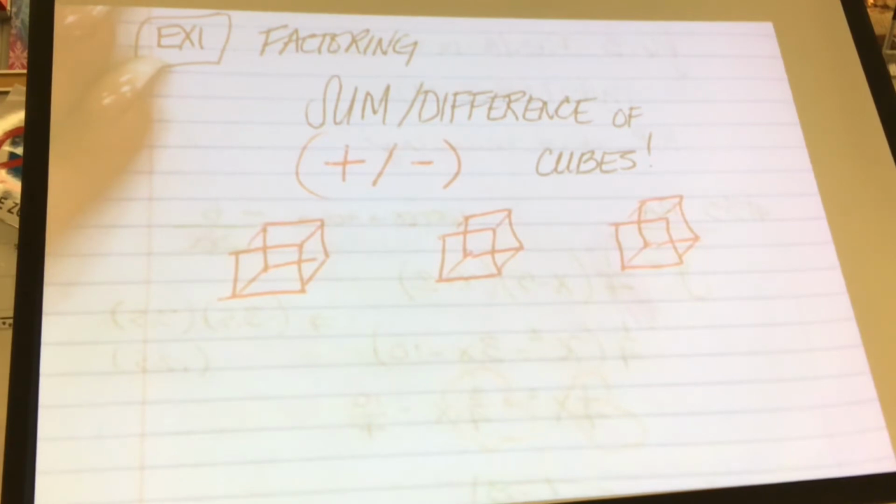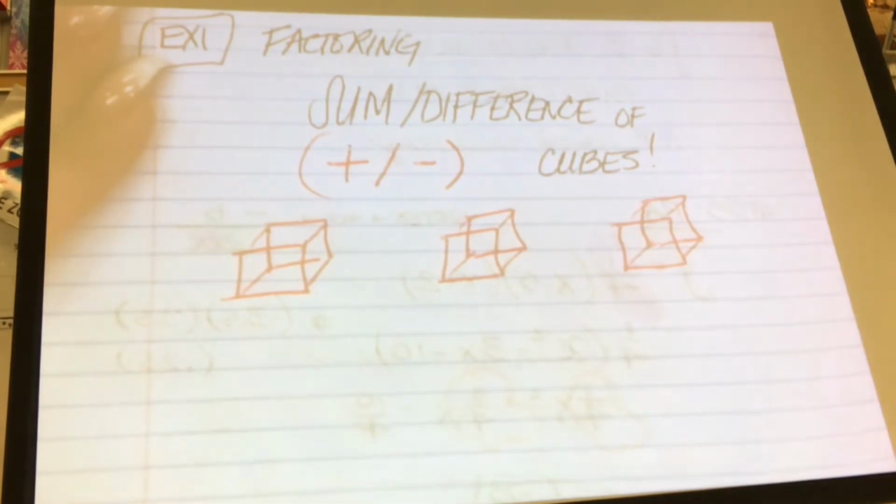My artists in here are cringing. She didn't dot the lines. I know. But you can see the cube. Pearson, are you with me, sweetheart? Yeah, no, I didn't know how to draw cubes.